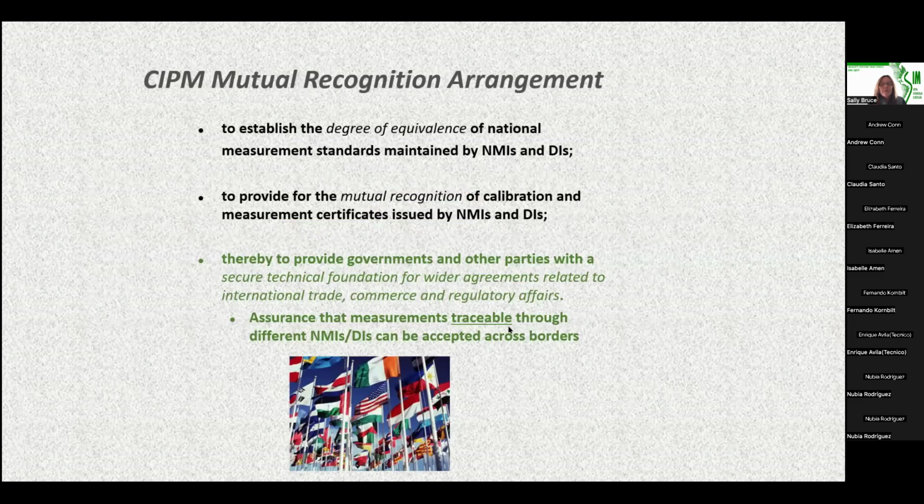The CIPM-MRA was established for these reasons: to establish the degree of equivalence of the national measurement standards that are maintained by the National Metrology Institutes and the designated institutes, and to provide for the mutual recognition of calibration and measurement certificates that are issued by the institutes. It provides governments and other parties with a secure technical foundation for wider agreements related to international trade, commerce, and regulatory affairs. And there's assurance that measurements that are traceable through these different institutes can be accepted across borders.